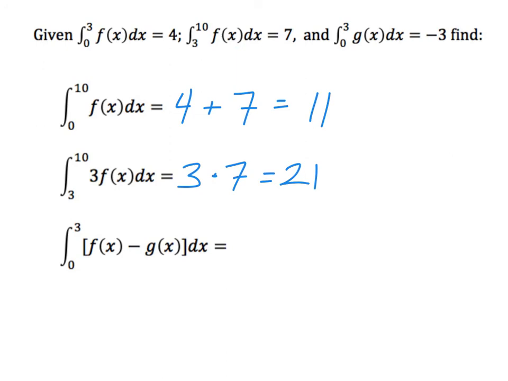And finally, we're doing the difference within the integration. Well, if I'm going to do the difference, that means I can do the differences of the two individual integrals. So the integral from 0 to 3 minus the integral from 0 to 3. And so that's going to be 4 minus a negative 3. So you get 7.